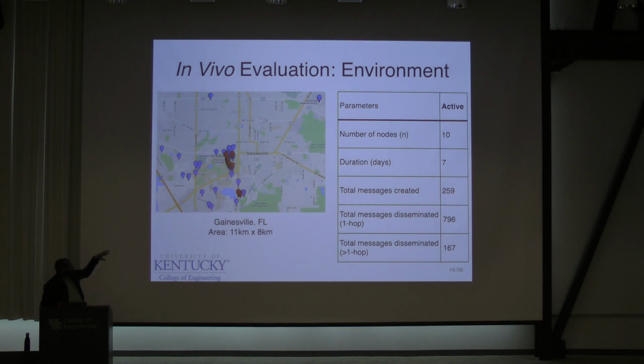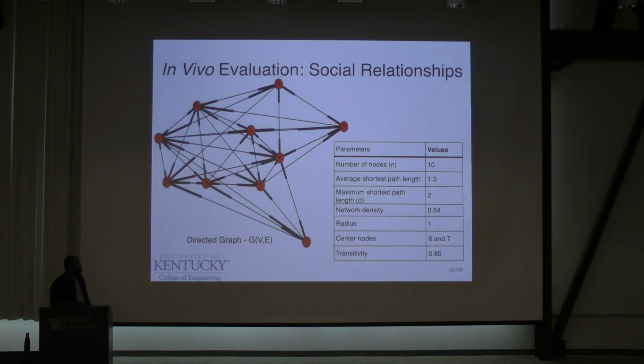The blue dots here are where messages were created. Users were going around for 7 days, and they were basically creating their own tweets. They generated information like they would in a social network. So they said, hey, I'm getting pizza right now, or something similar. Red is when at least 2 nodes came in contact and information was disseminated. You see a lot of the dissemination points happen in similar areas. The ones in the middle are right around the student union at the University of Florida.